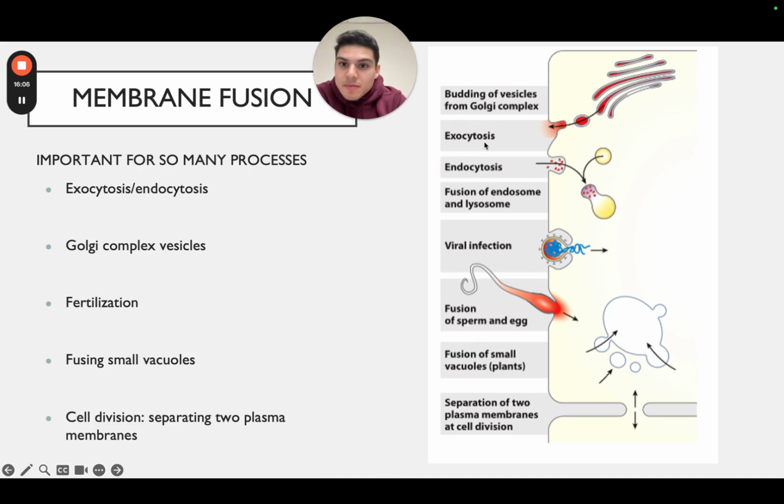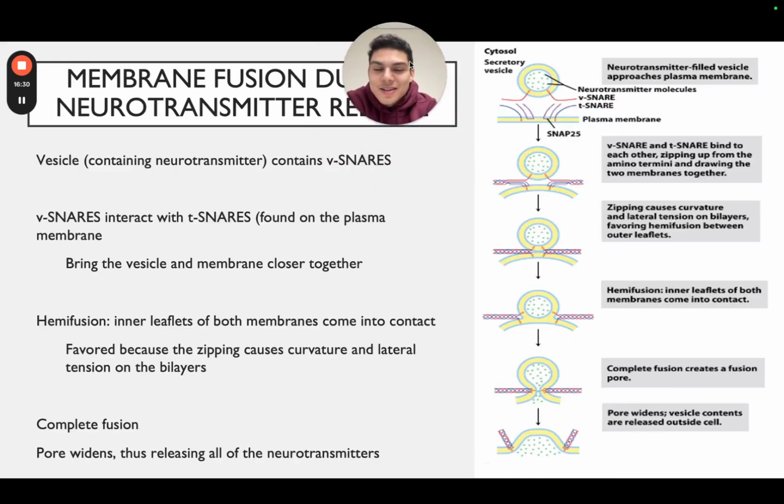So there are different types of membrane fusion. There's exocytosis, where you expel stuff from the cytosol to the extracellular matrix. You have endocytosis, which is the opposite direction. Then you have viral infection, which we don't even need to go into. Then we have fertilization with the sperm and an egg. And then we have cell division, which separates the two cells in mitosis. And membrane fusion during neurotransmitter release.